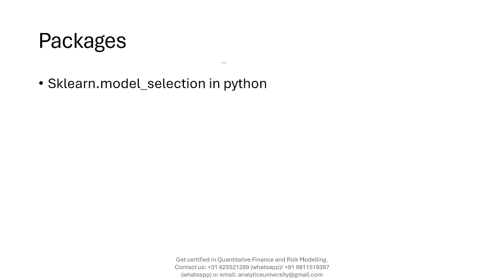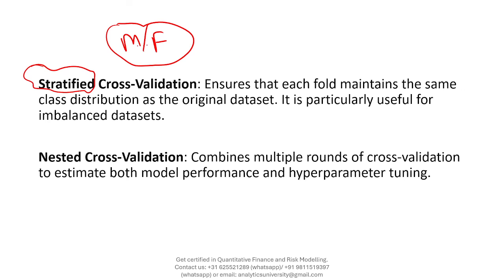Unless you specify it, it will not ensure that the ratio is maintained. If in the main population the male to female ratio is 60 to 40, even in the samples this must be maintained. So stratified cross validation ensures that. There can be other strata also, for example, demographic. Say in a data set you have data from New York and Chicago. Ensure that the ratio of observations from New York and Chicago is maintained in all these cross validation samples.